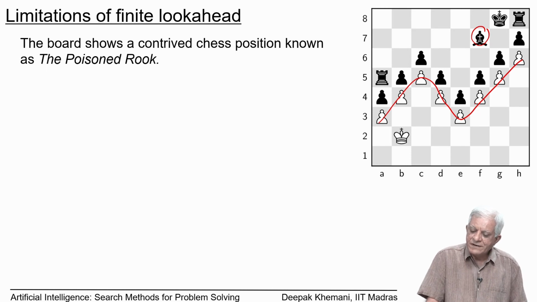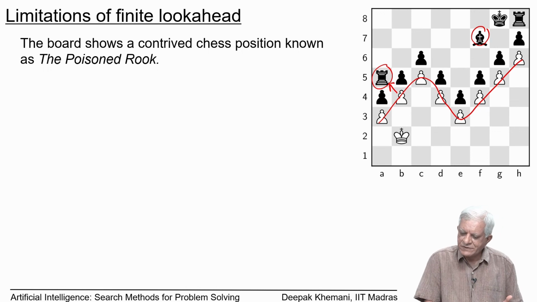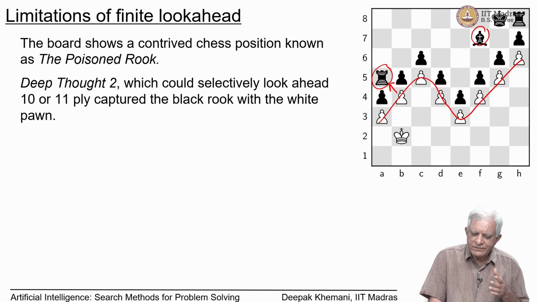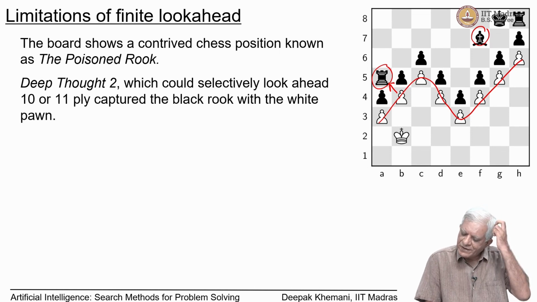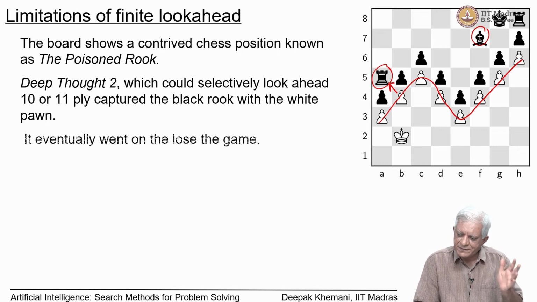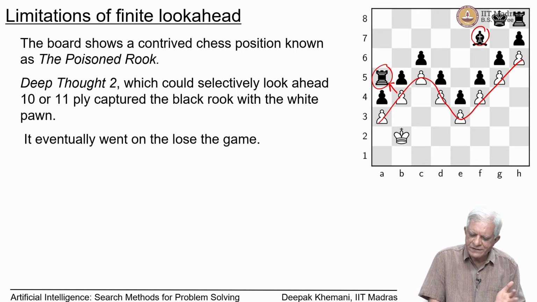So, what happens, you place your rook here and it is a temptation for white to go and capture this rook essentially. But what happens if you do that? This position was given to this program called Deep Thought, which could look ahead 10 or 11 ply, but what Deep Thought did was capture the white rook with the pawn. So, you can see that once that happens, that wall is broken and then the other pieces of black can come into play and white actually went on to lose the game.